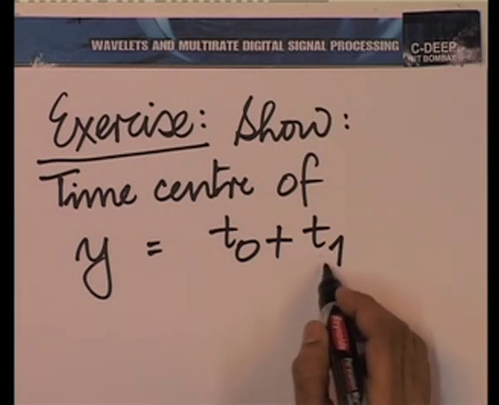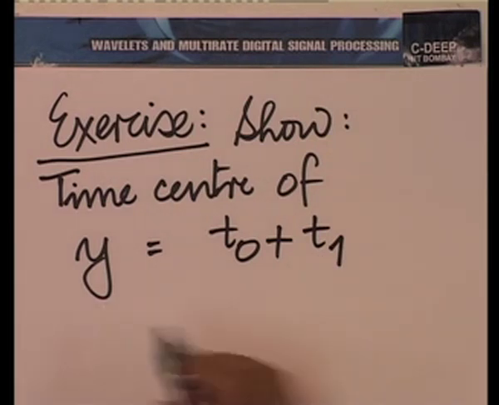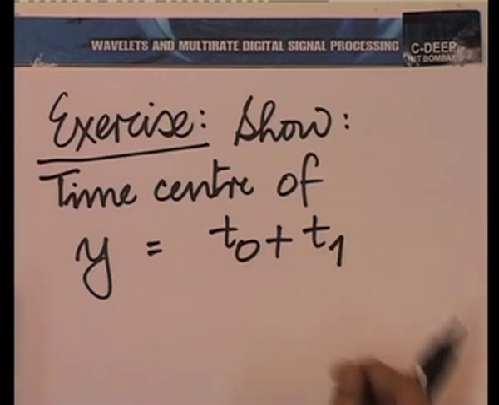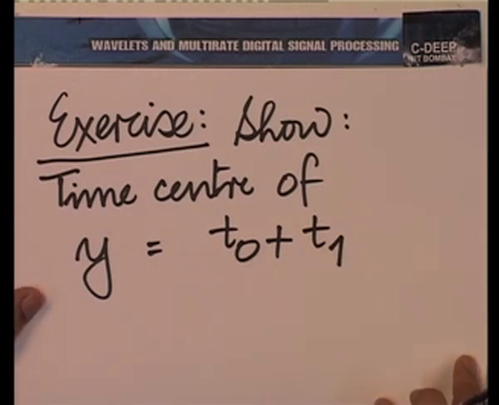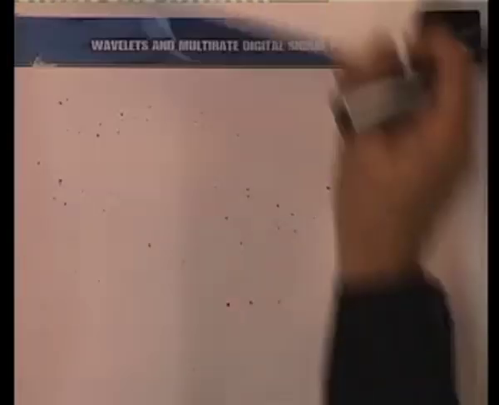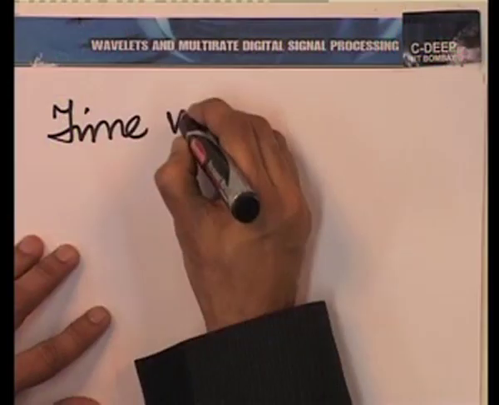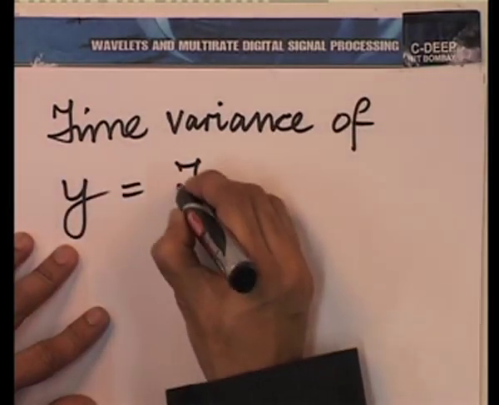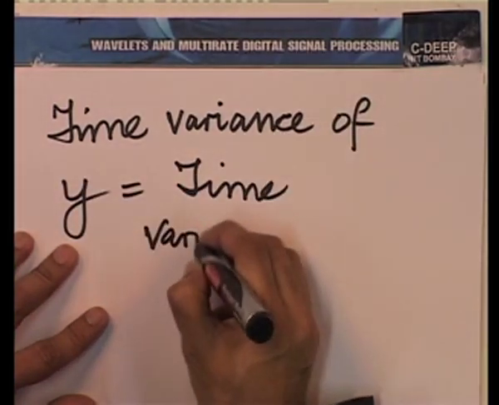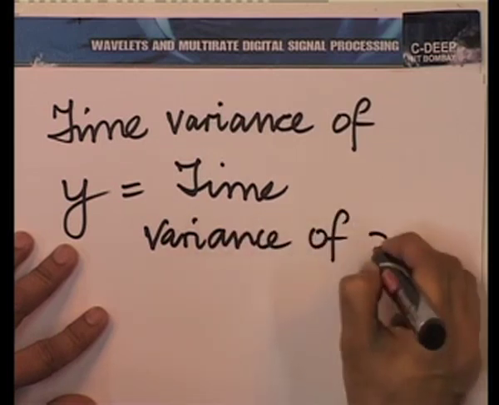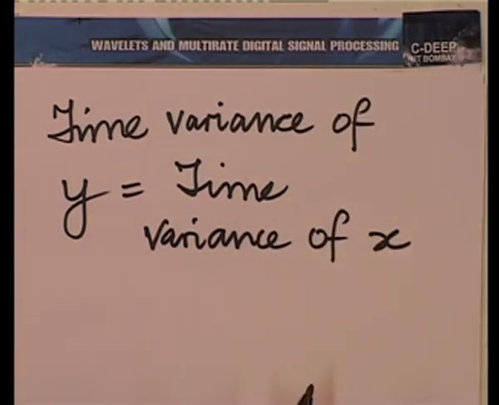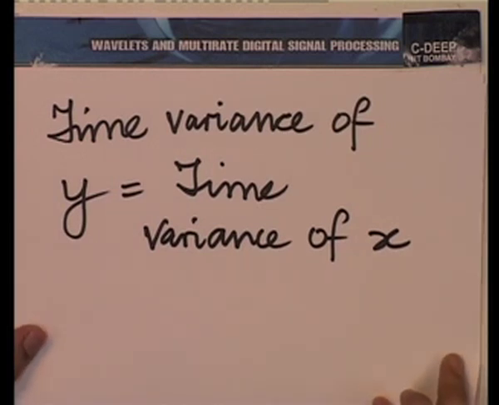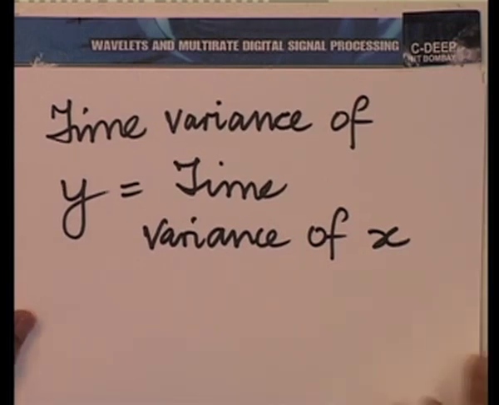So, for example, if t1 is equal to minus t0, then the center of y would be 0. Anyway, one can show that the time center of y is 0, and the time variance of y is equal to the time variance of x. Again, this is a very easy result to show. It just amounts to writing the integrals down carefully and making a transformation of variable. So, I will not go into the full proof here.